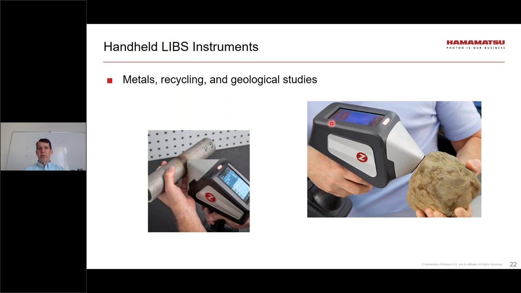So inside of this LIBS instrument are all of the key components that we broke down throughout the webinar. You have the laser diode to form the plasma on the surface of your sample. You have collection optics to bring the optical signal back to the spectrometer, and the gating electronics and software to gate the spectrometer on during the appropriate emission window.